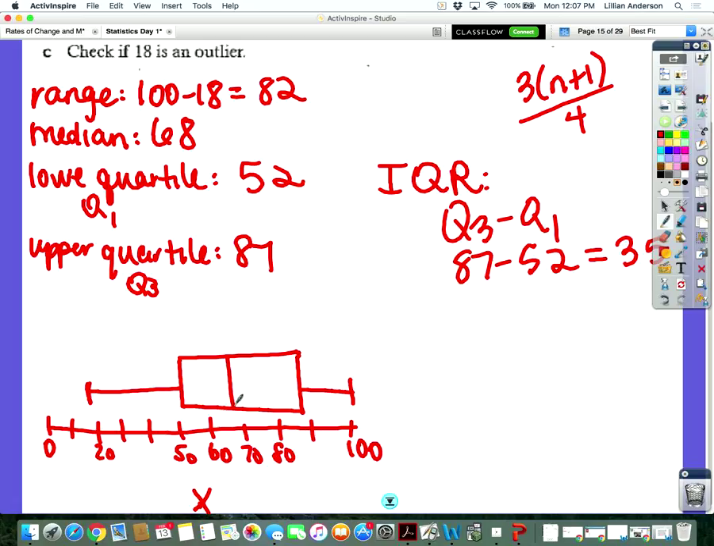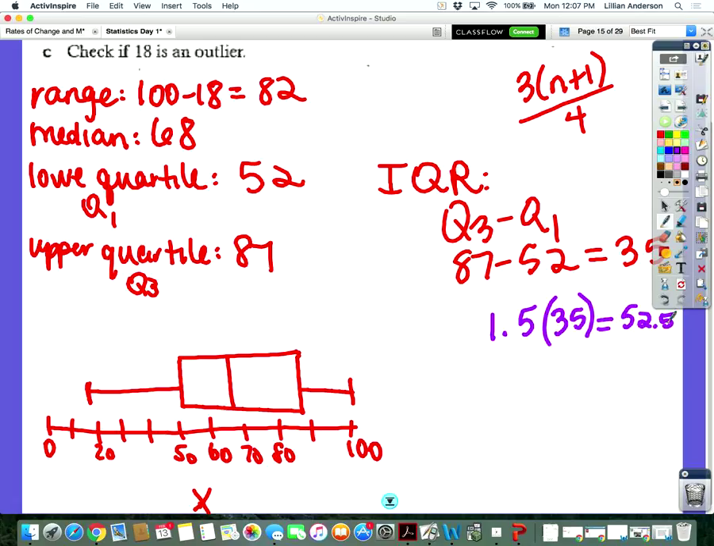Now it says we need to see if 18 is an outlier. Unless there are any questions, am I going too fast? How are we doing? Okay. So I have to figure out if 18 is an outlier. Remember, you have to do 1.5 times your IQR. My IQR was 35, so what's 1.5 times 35? It is 105 over 2, which is 52.5.